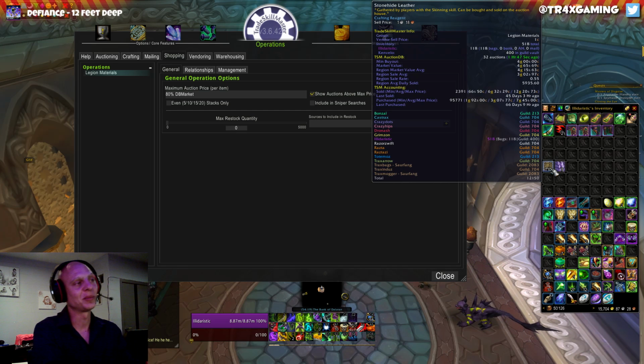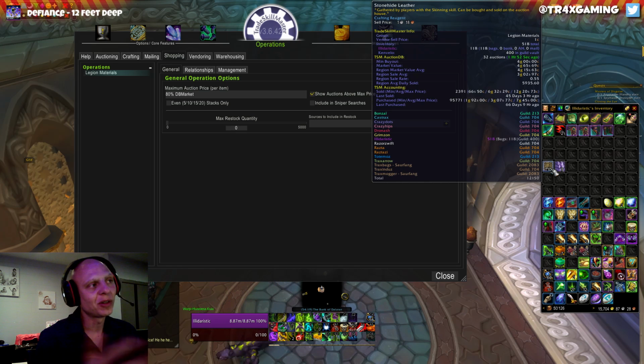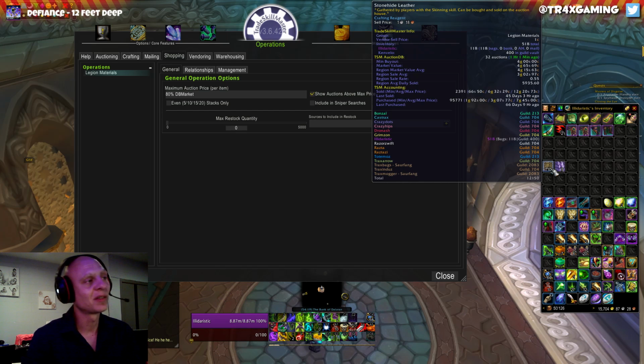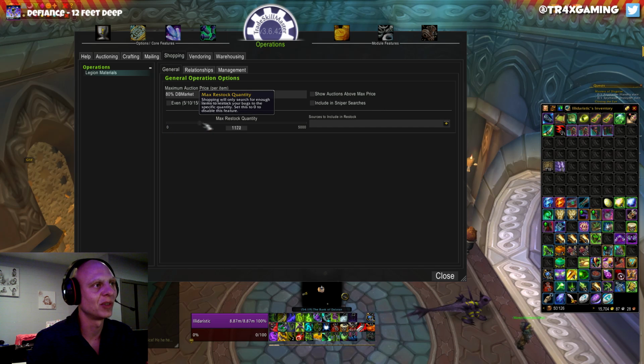And you found some so cheap that you're not coming up to that 80% except for just a few items, and you could buy 200 more at 82%, and overall, if you add up those 1000 stonehide leathers, you don't go above an average of 80%. You could use show auctions above max price. You can make it automated, maximum restock quantity, like I want 2000 stonehide leathers at all times.